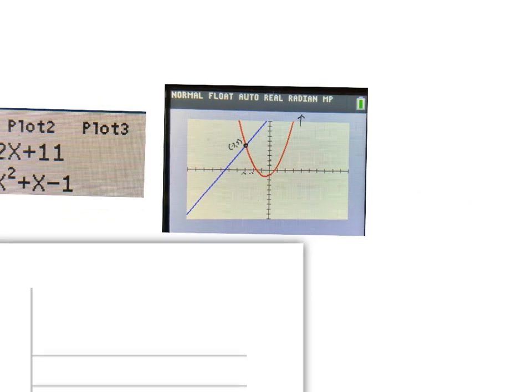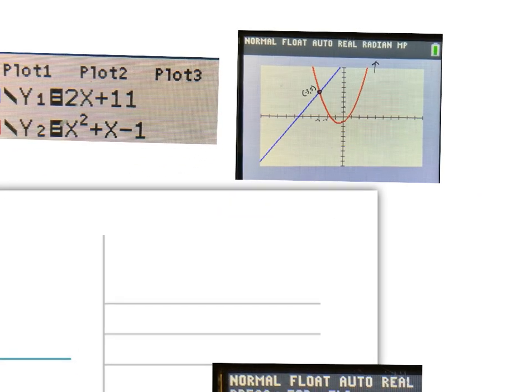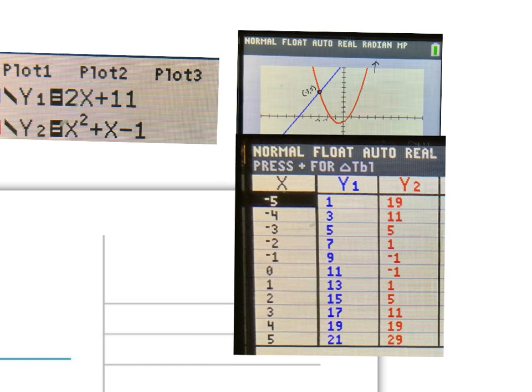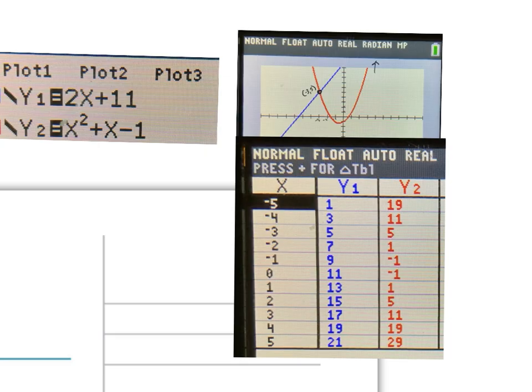So what I can do is look at the table. And here is the table. And if you'll notice, the blue function, here's Y1, here's Y2. I said negative 3 and 5 was my solution. So sure enough, my x, and then my two y values are 5. So yeah, that's my solution for them.